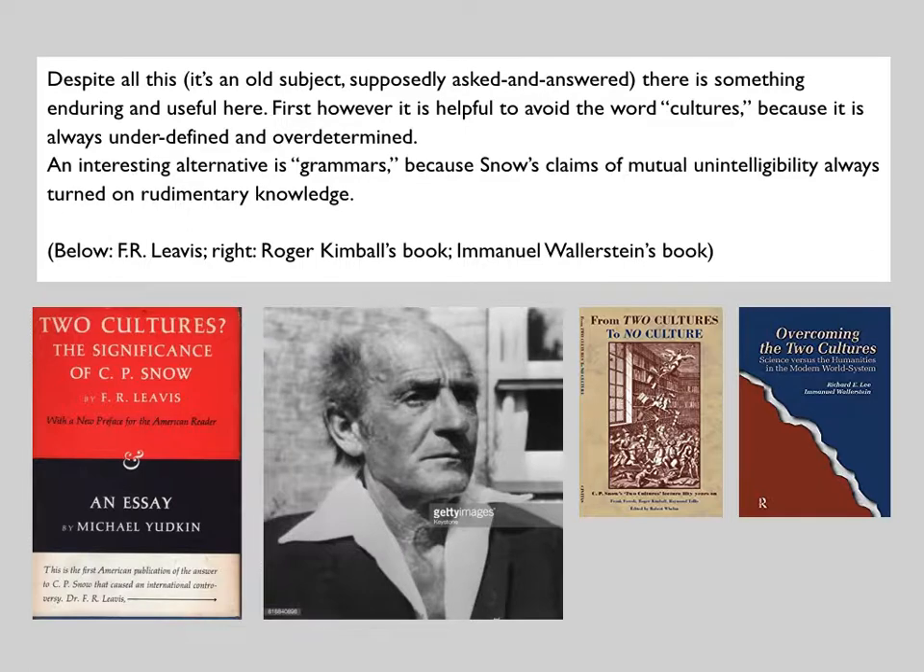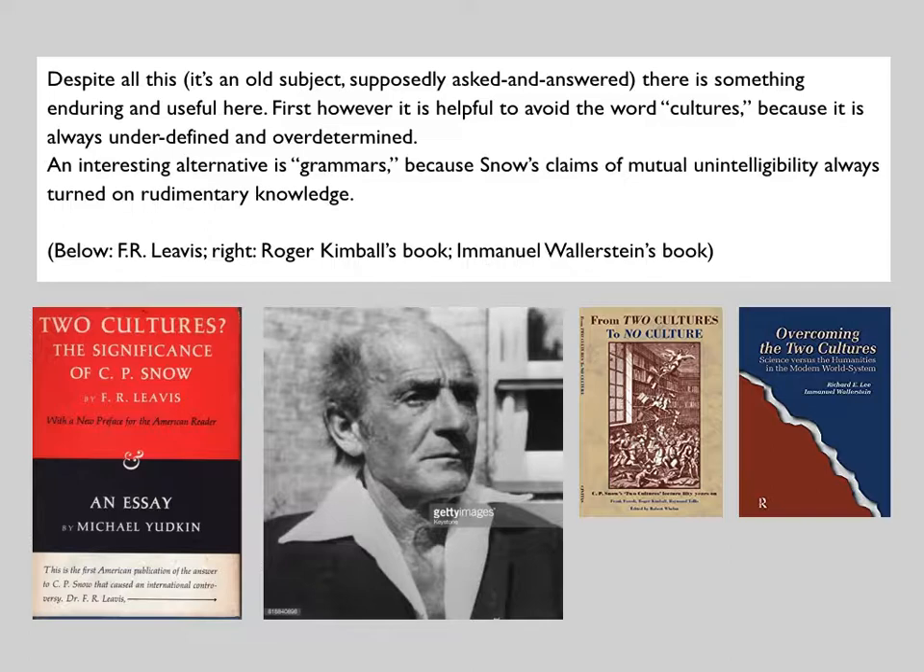But I think despite all of that, there is something very useful and enduring about this two cultures idea. But first, I think it's helpful to get rid of the word cultures, because that word is always underdefined and also overdetermined. I like to use grammars, and that's because Snow's claim of the mutual unintelligibility of the two so-called cultures always turned on a lack of knowledge of the rudiments of the foundations of art and science on the parts of the two parties involved. I just have at the bottom a couple of characteristic books.